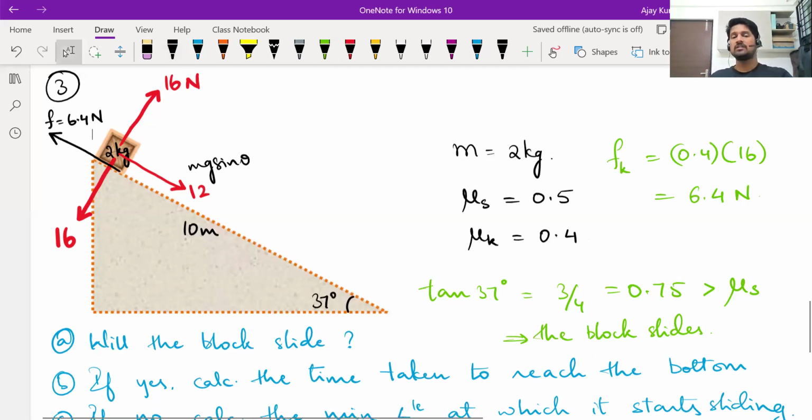Okay. Now tell me what is the net force acting on it, Pawan, and in which direction it is.